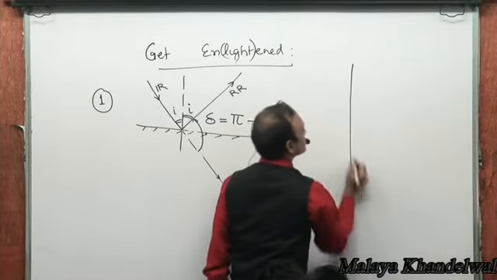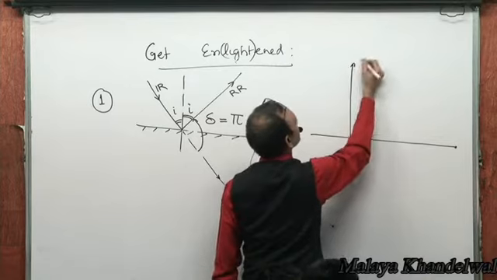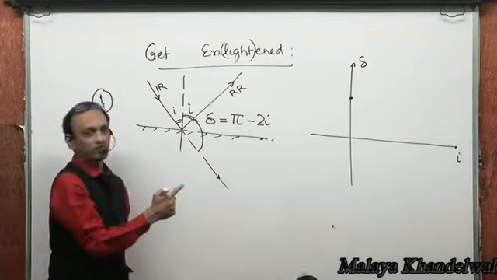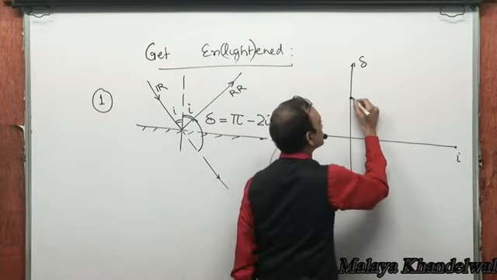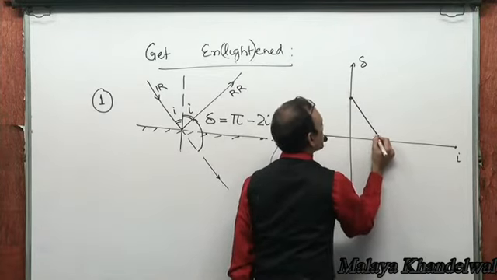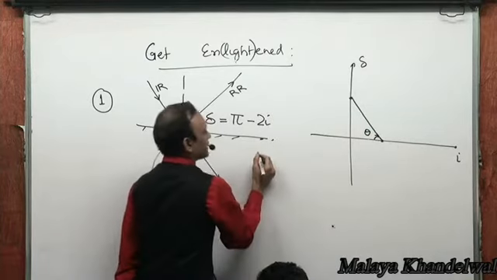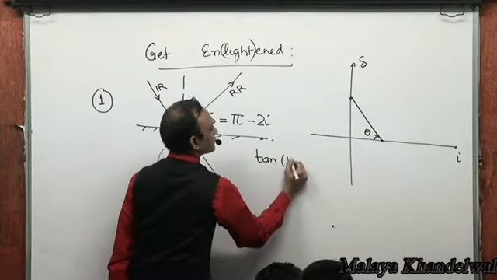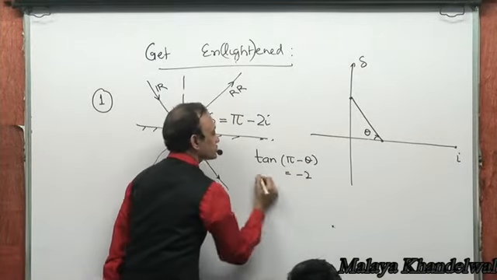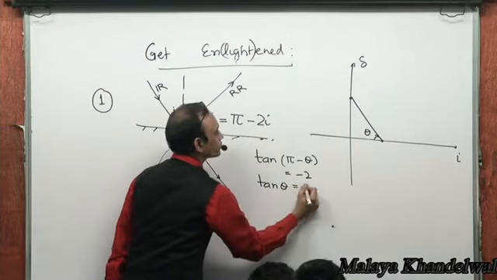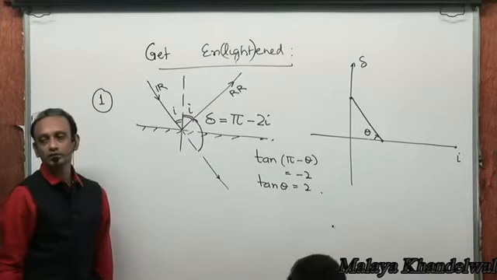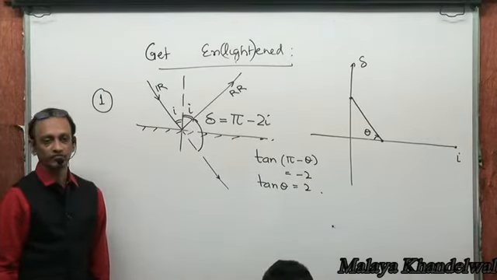Obviously, when i is 0, deviation is pi. This is how it goes. This angle is theta. Tan of pi minus theta is the slope of this line, which is minus 2. So tan theta must be 2. Deviation versus i is a line with slope minus 2. Tan theta therefore is 2.